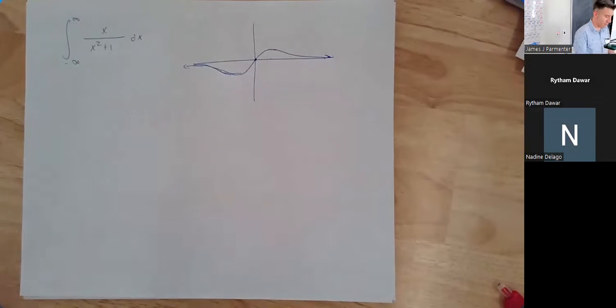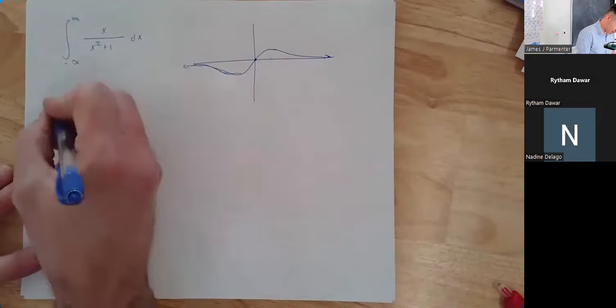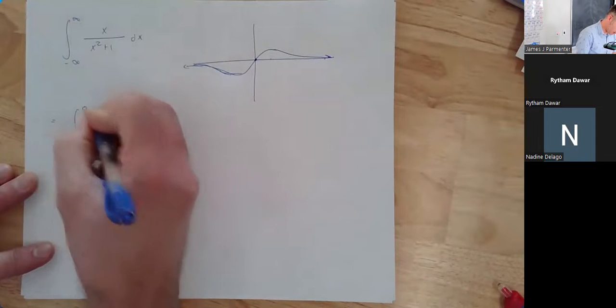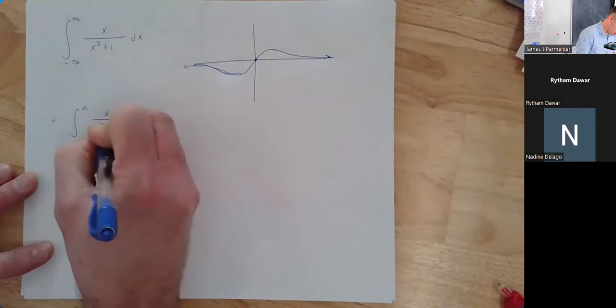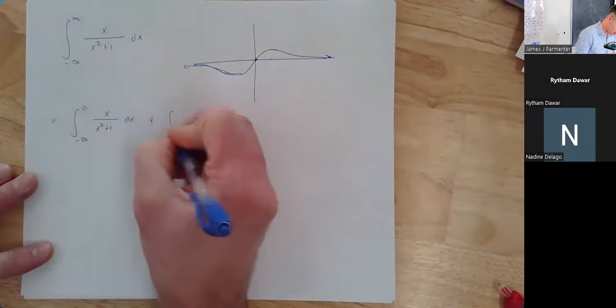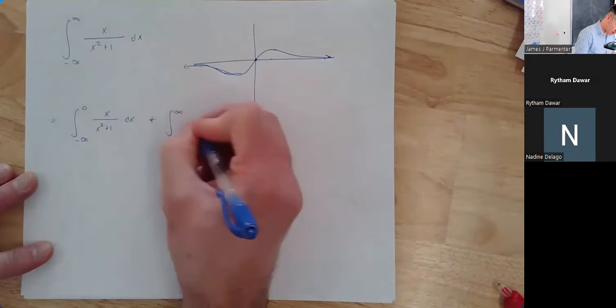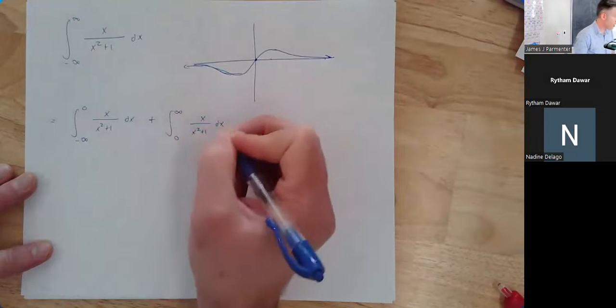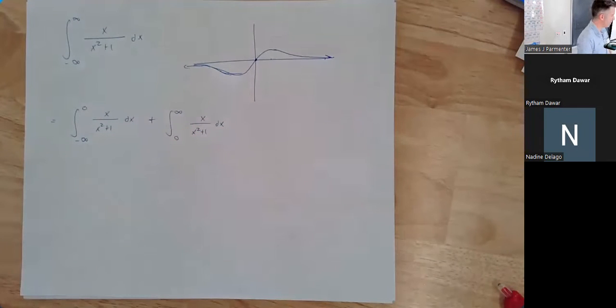Here's why. We have to break it up. So I'm going to break it up. This integral is going to equal the integral from negative infinity to 0 of x over x squared plus 1 plus the integral from 0 to infinity of x over x squared plus 1. And I would really be super duper excited if all of you knew how to anti-differentiate this without doing a u sub. But it's okay if you need to do a u sub here.